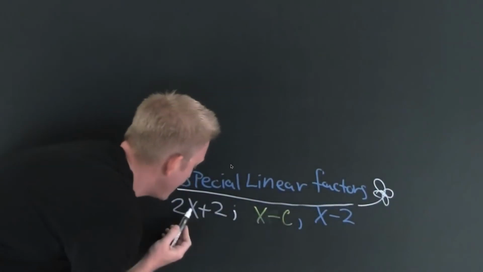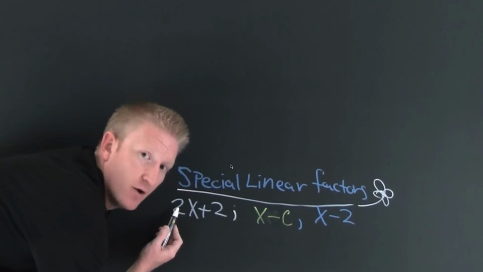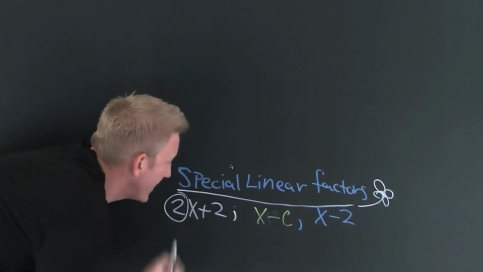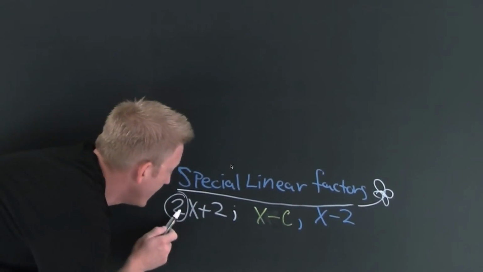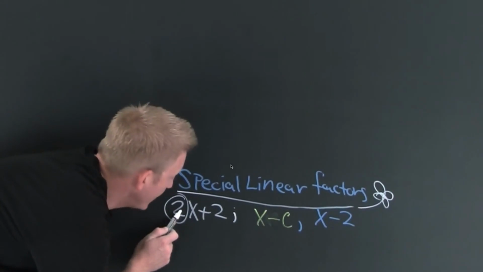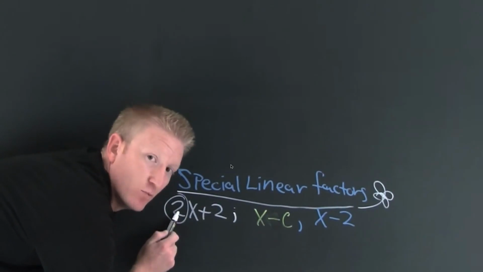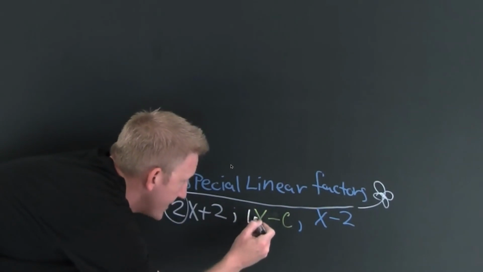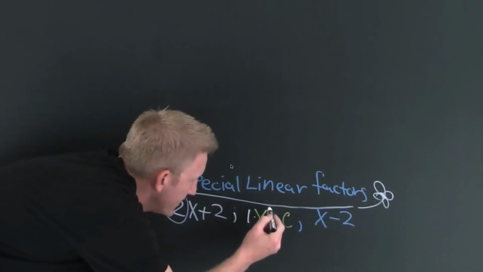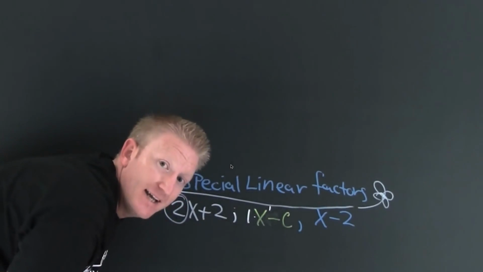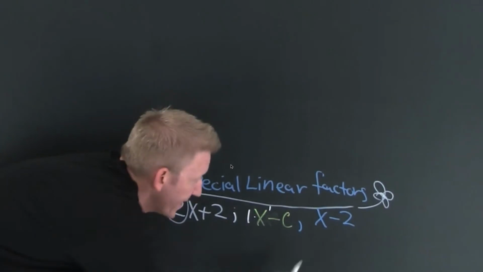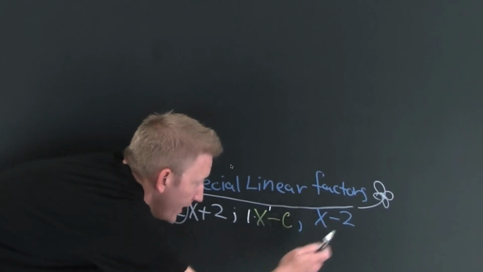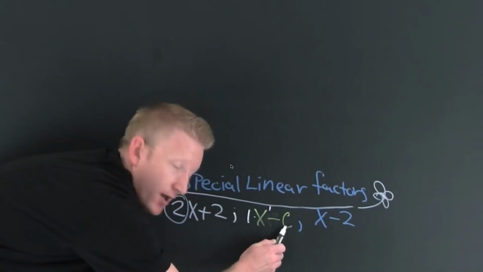Okay. This is not a special linear factor. Why? Because the leading coefficient of my variable is not 1. What makes a special linear factor? A special linear factor has coefficient 1 and degree 1. An example of a special linear factor is x minus 2. Okay, this is x minus c.